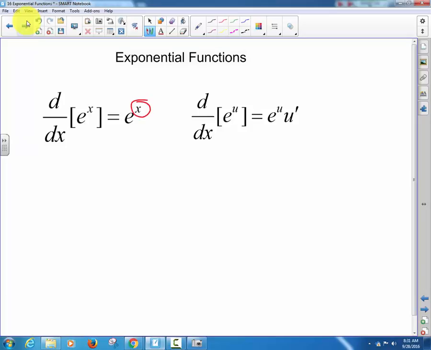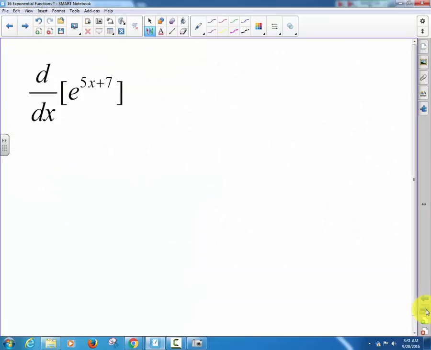How about that? If it's not a lone x, just like with the natural log, if this is a function of x up there, it's going to be e to that function times the derivative of that function. Not anything real hard to understand, just something you've got to memorize. So, let's look at that. The derivative of e to the 5x plus 7. Just like with the natural log, we're never going to change the power. So it's going to be e to that same power times the derivative of that, which is 5. And I'll go ahead and write the 5 up front. So the derivative of that is 5e to the 5x plus 7.